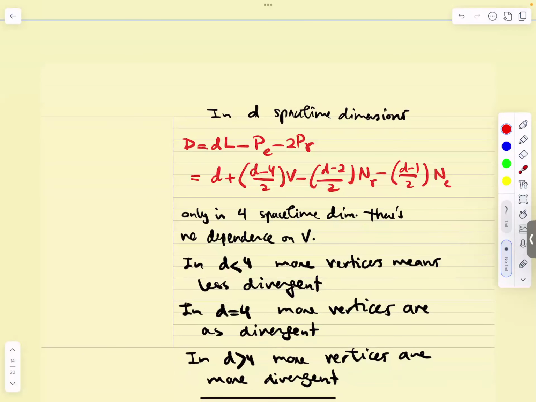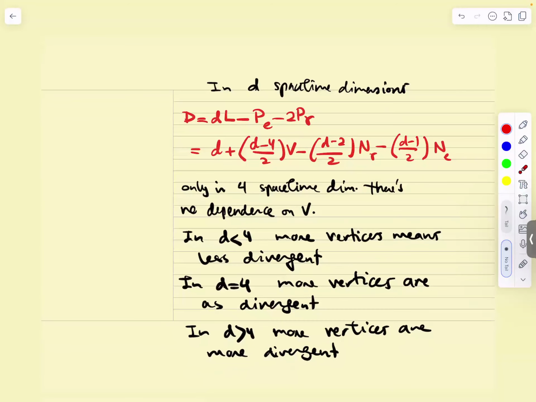In d less than 4 dimensions, what happens is that this is positive. So more vertices means less divergent. In d equal 4, more vertices are as divergent. In d larger than 4, more vertices are more divergent. Right? So what is the idea?